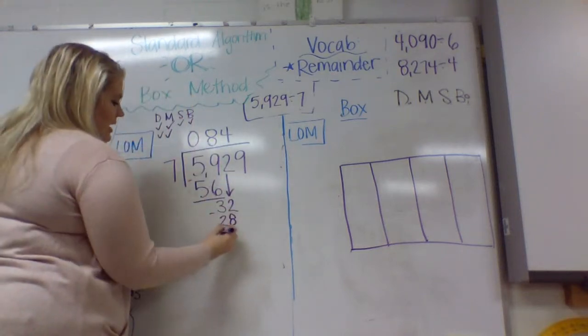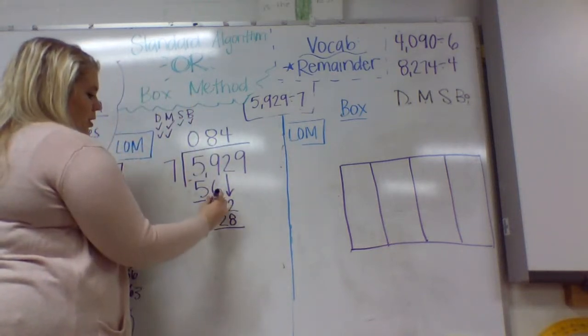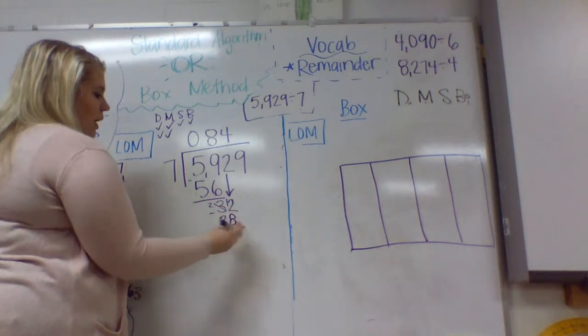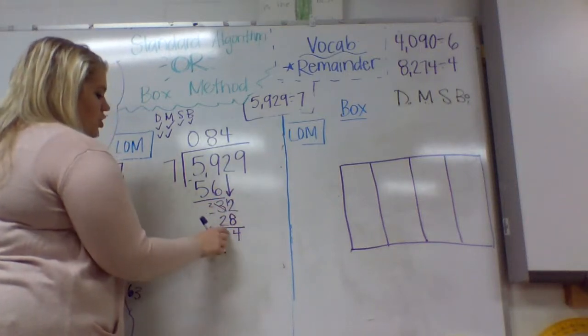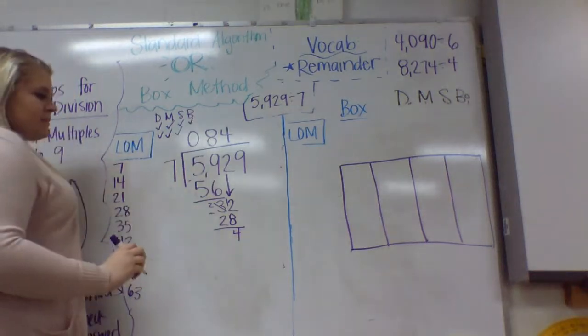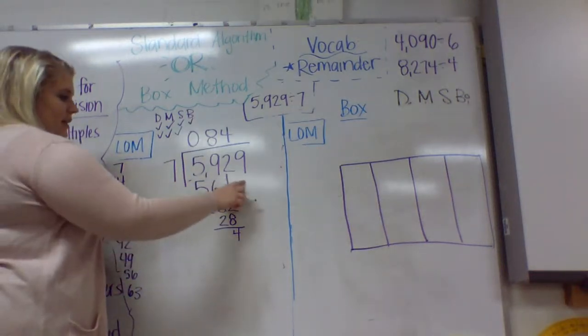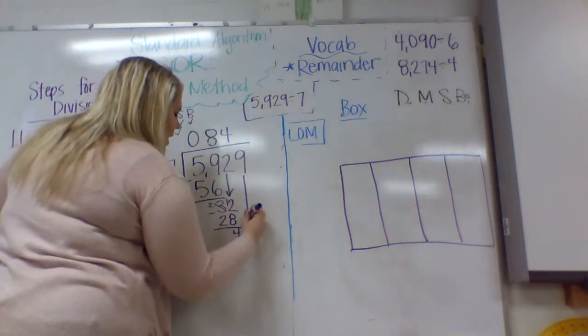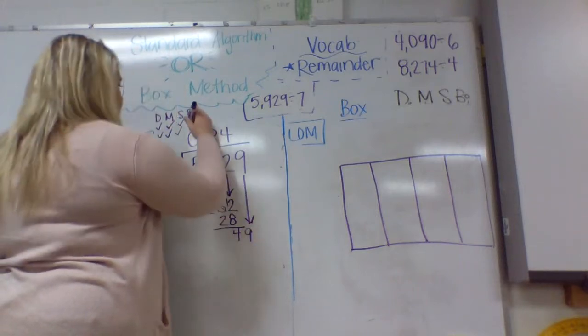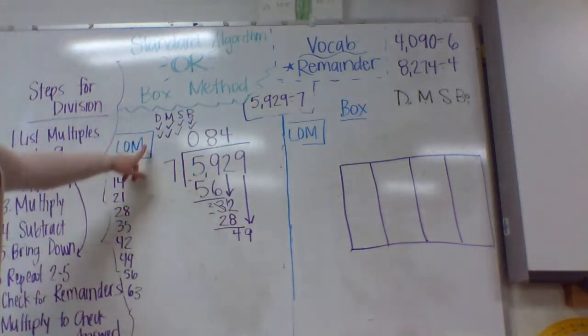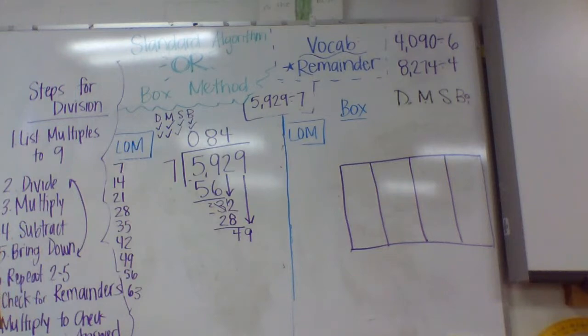I'm going to subtract. I can't do 2 minus 8, so I'm going to borrow from my 3. Now I have 12 minus 8, which is 4. 2 minus 2 is 0. Now I look, do I have anything left to bring down? I do, I have a 9 to bring down. I've got check marks all the way across, so I'm ready to start again.